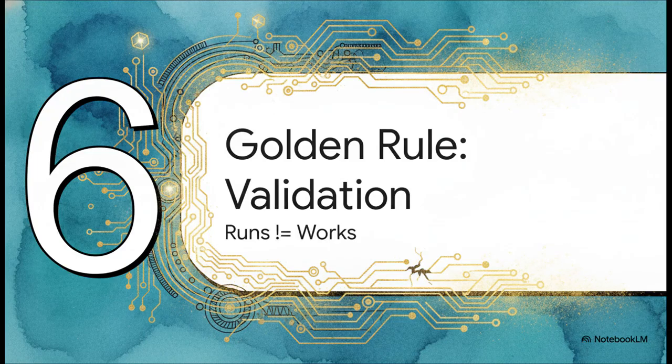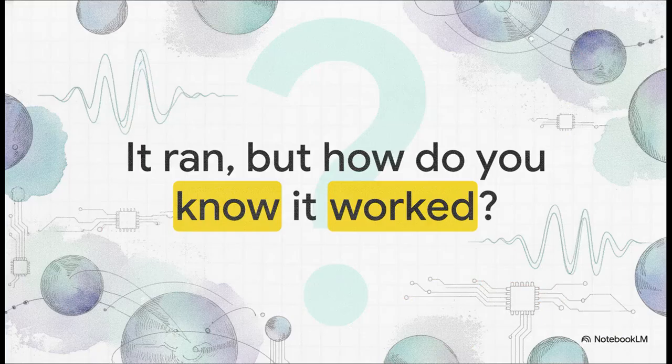Section 6. The Golden Rule, Validation. Code that runs isn't code that works. Let's confront the absolute most critical reality check of quantum programming. Your first program ran without crashing, but how do you know it actually worked?